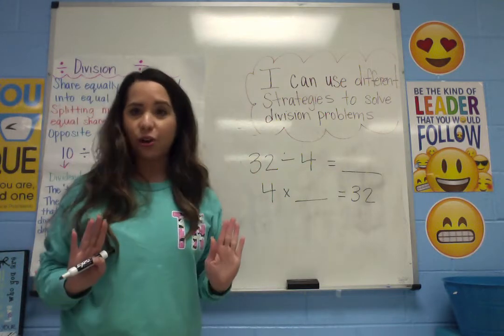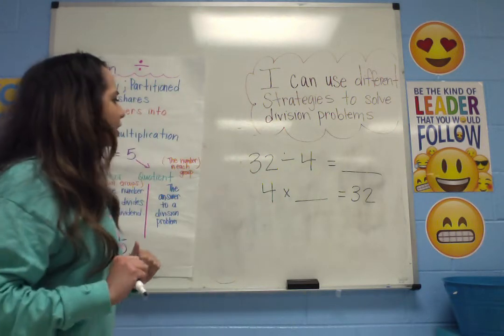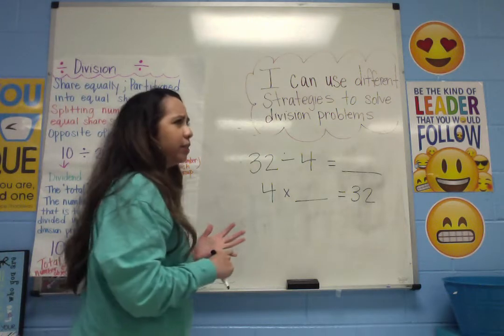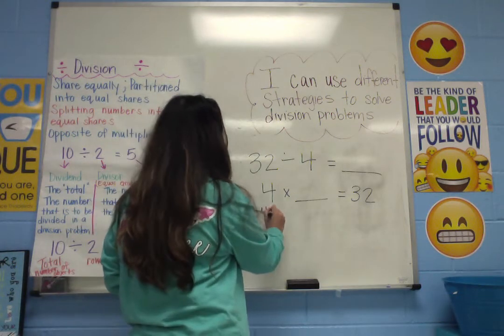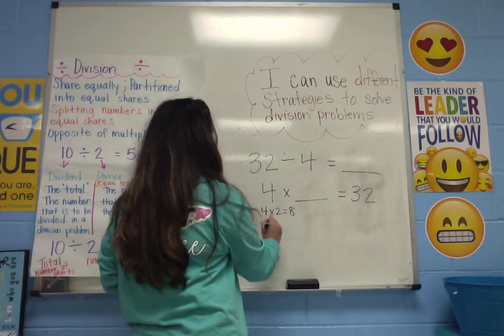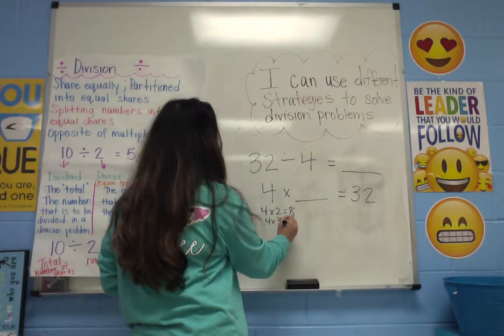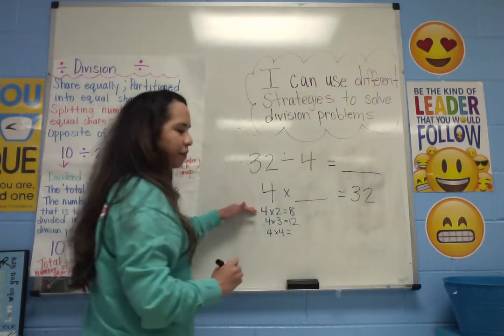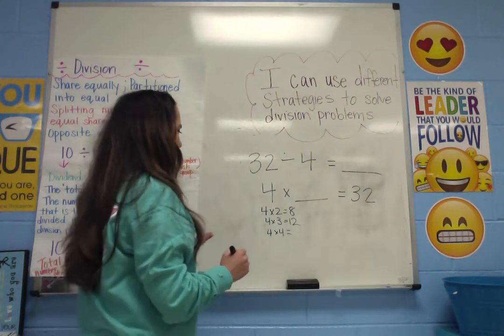Division, we already know the total amount. All right, so I'm going to use my multiplication facts. I know, let's see, 4 times 2, nope, that's 8. 4 times 3, nope, that's 12. 4 times 4, and you don't have to start all the way from the beginning, but I'm just showing you.